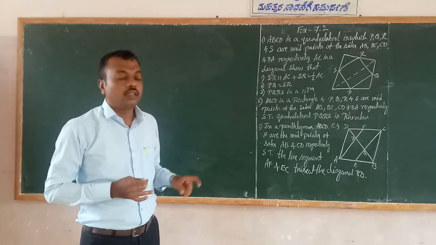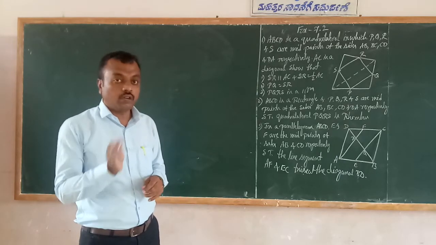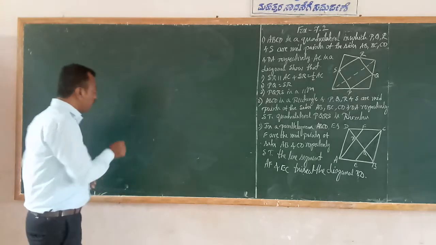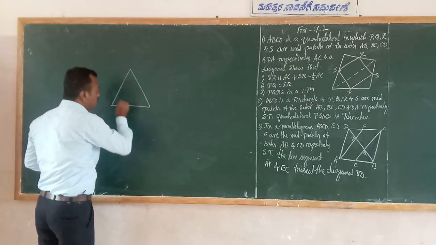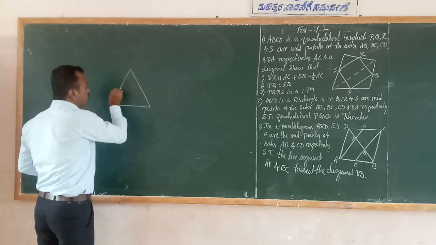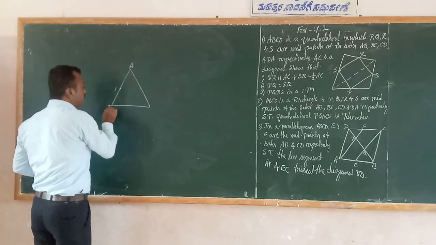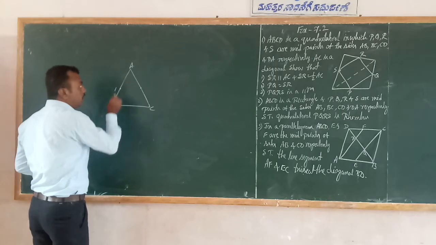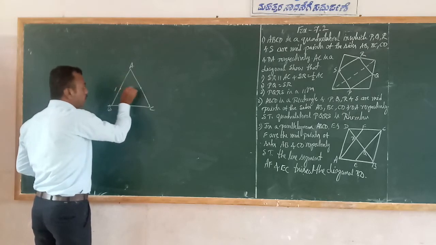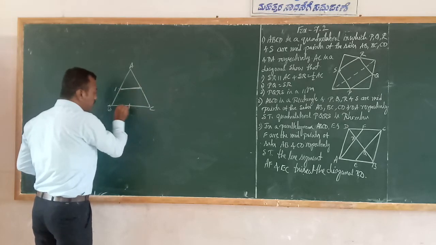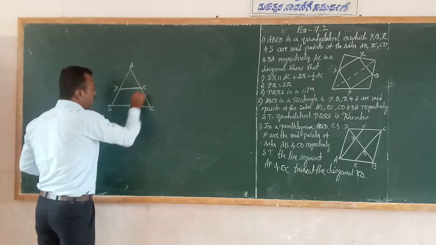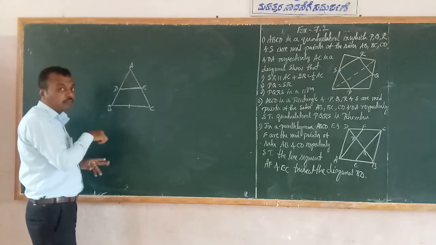So we know the midpoint theorem, we already proved that. Once again we have to recall it. See, in any triangle ABC, joining the midpoints of any two sides of the triangle, this line is parallel to the third side, that is DE is parallel to BC. That is the midpoint theorem.